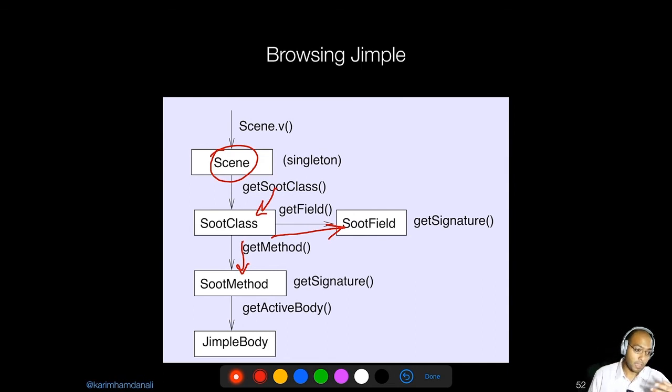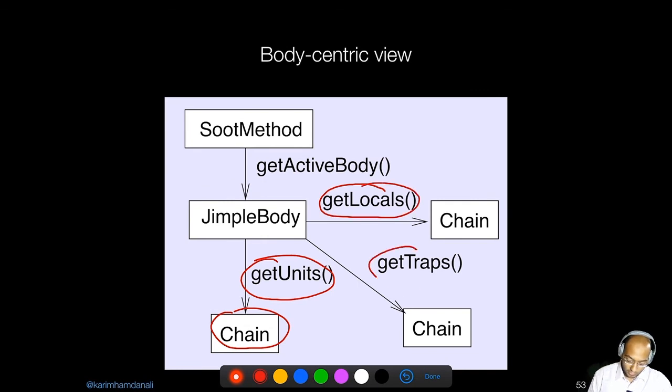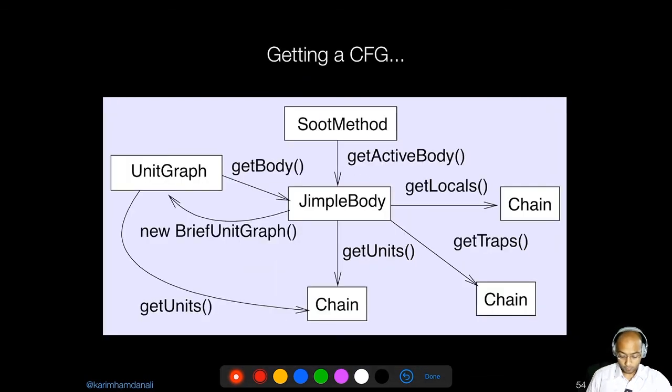In the method you can also have its arguments and the types of the arguments, and the body of the method through getActiveBody. That will give you a Jimple body where you can iterate over the instructions of that body to figure out what those instructions are. Within the body, you can get the units, or the instructions, as a chain, some type of internal list for Soot. You can also get the local variables. You can also get the traps, which are the exceptional flow in the method. So these are the three types of chains related to a method body in Jimple that would allow you to explore the behavior of the method and what it is doing.